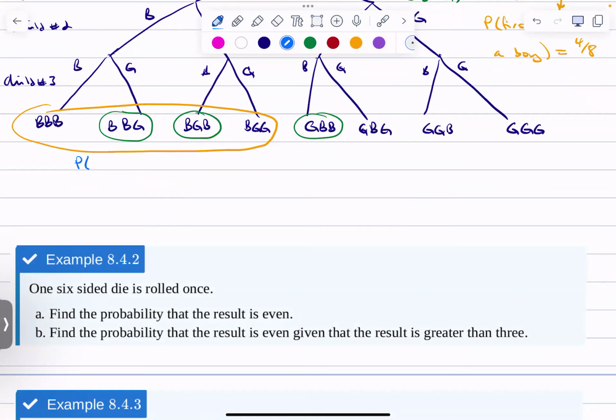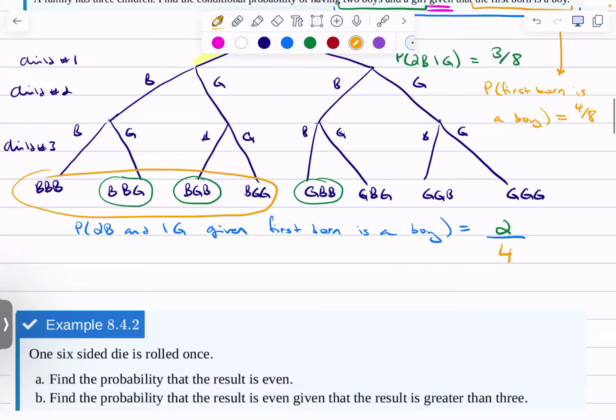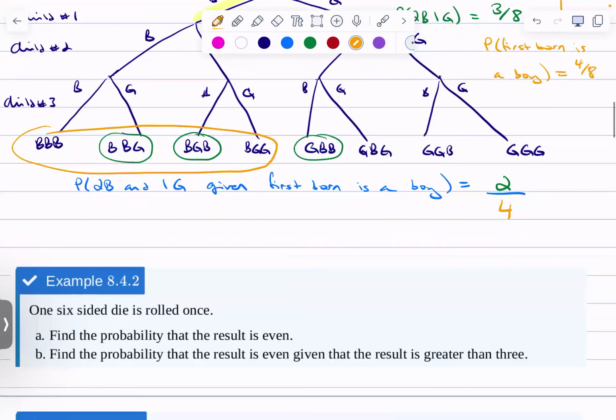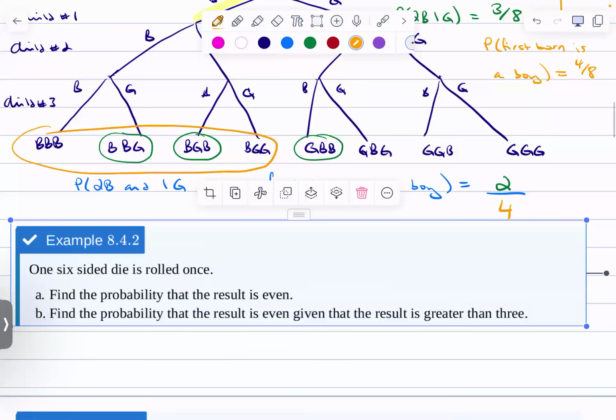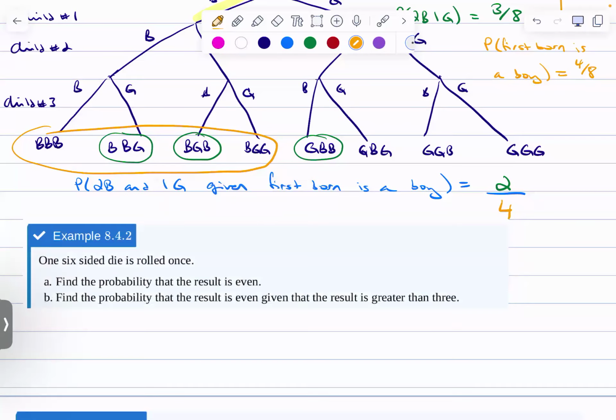So we want the probability of 2 boys and 1 girl given firstborn is a boy, is 2 divided by 4, or 1 half if you want. Nice. Any questions about that one?